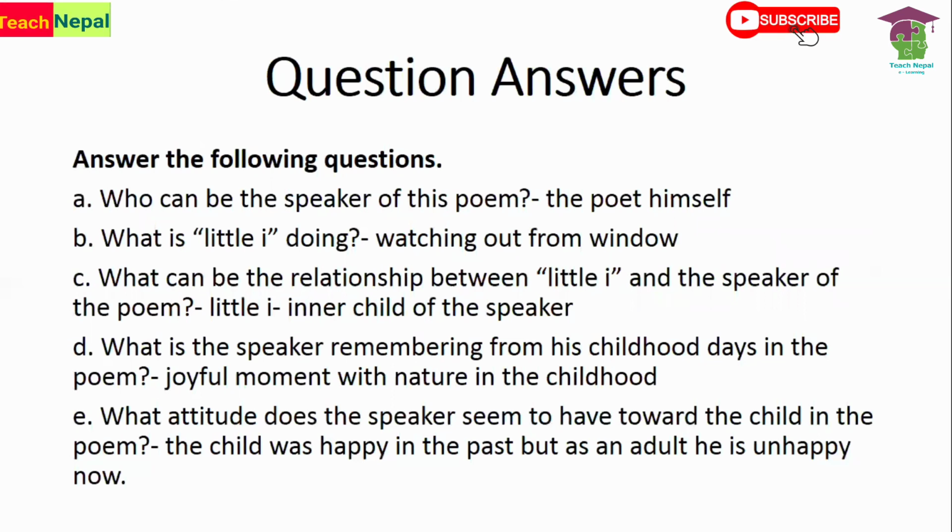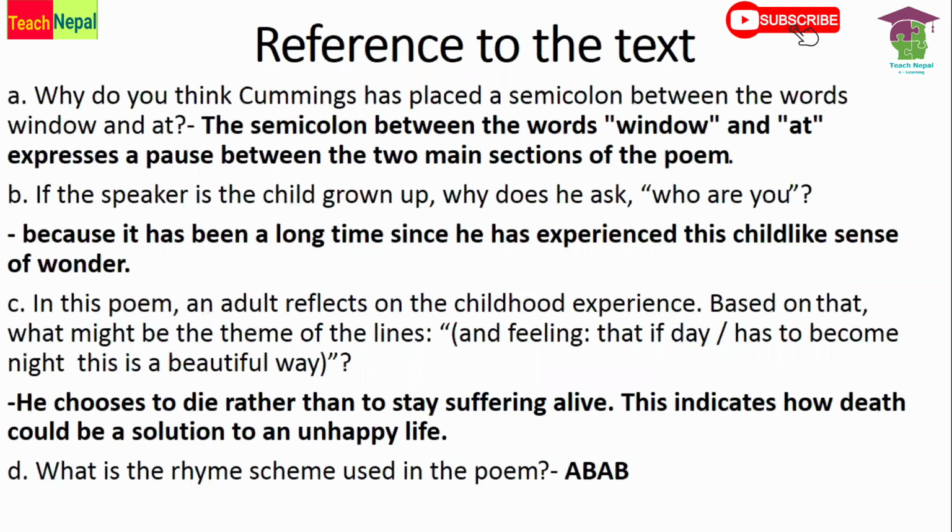What is the speaker remembering from his childhood days in the poem? Joyful moment with nature in the childhood, right? He's remembering his joyful moment there. Number E, what attitude does the speaker seem to have toward the child in the poem? The child was happy in the past, but as an adult, he is unhappy now. We could see that because he is just remembering his past time. Now, reference to the text. Also, I have written the answer in the bold form here, thinking that you would be benefited.